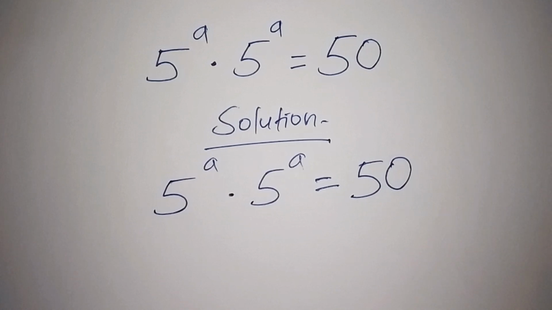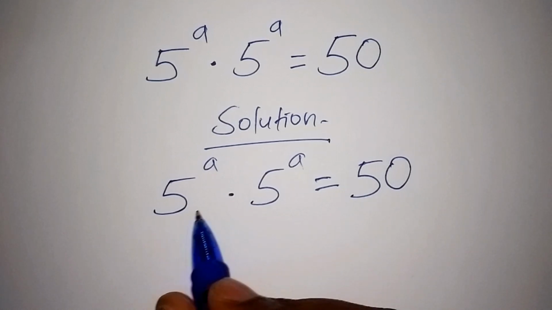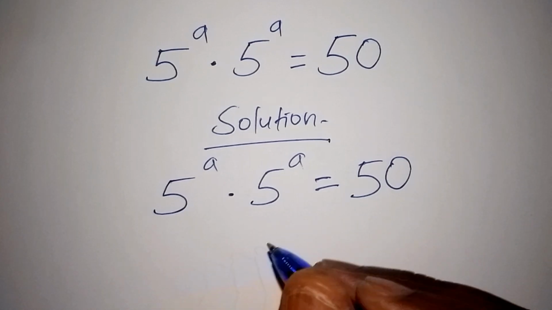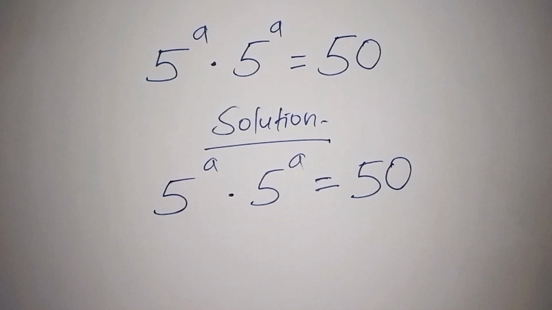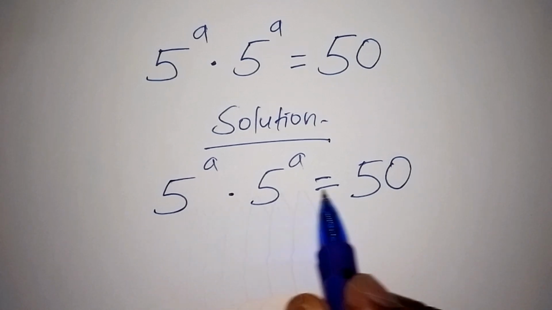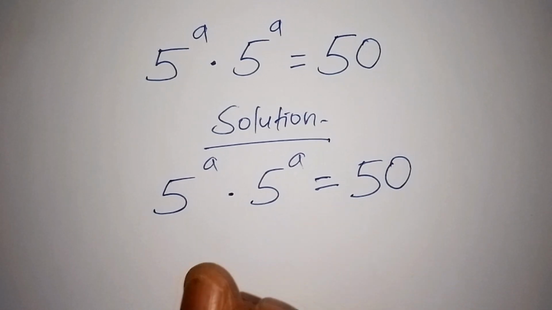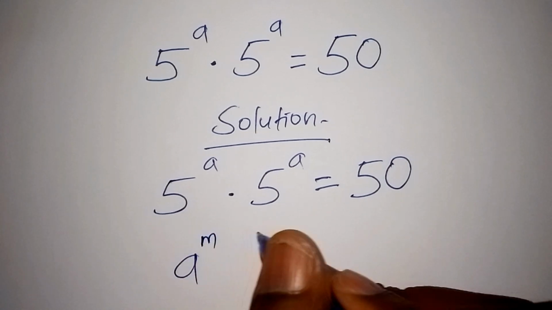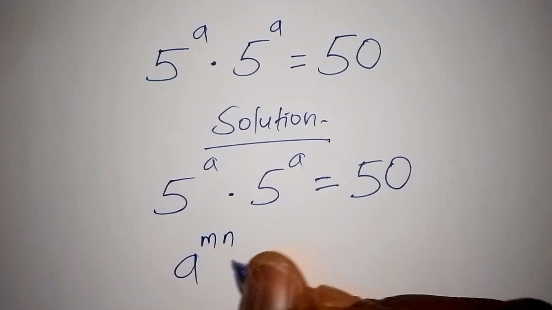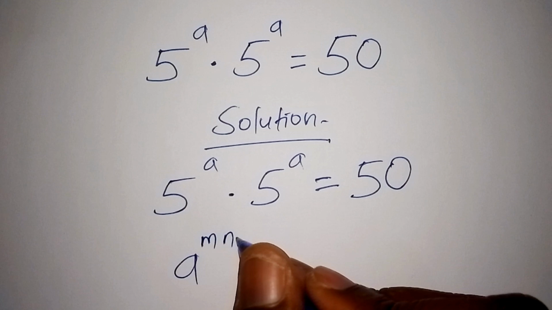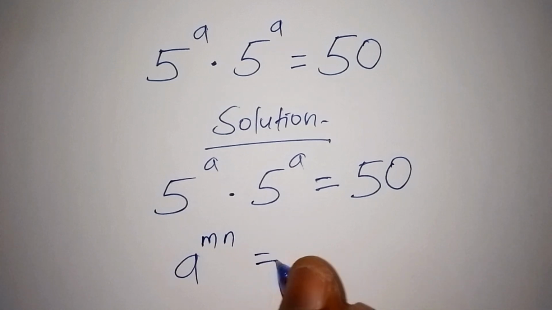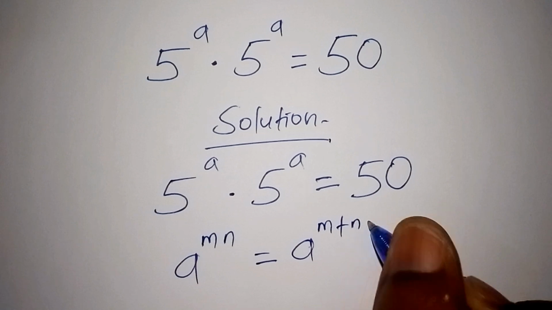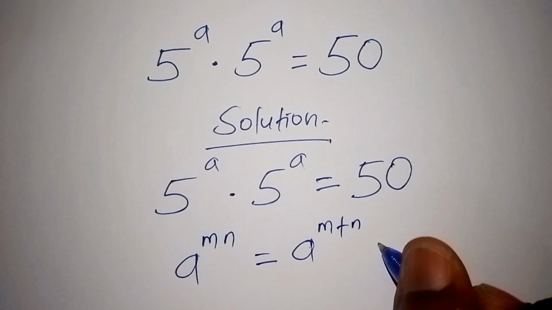So let's now start. Since we have 5 to the power of a multiplied by 5 to the power of a, we have a formula according to the law of this equation. That means that when you have a to the power of m multiplied by a to the power of n, this now shall be a to the power of m plus n. So that now shall be the result.